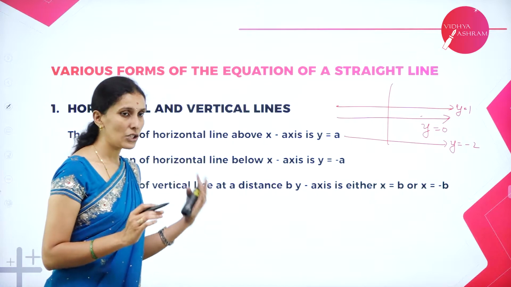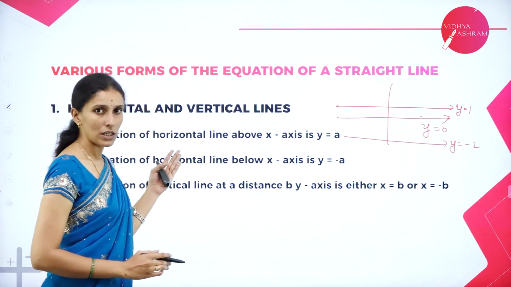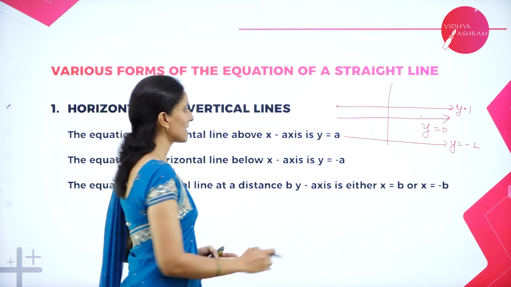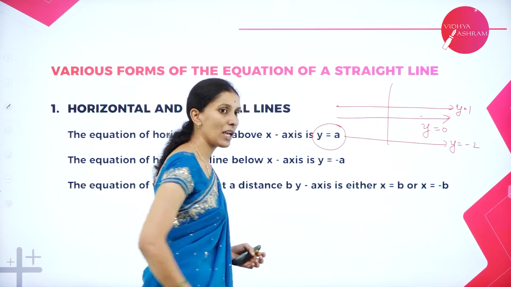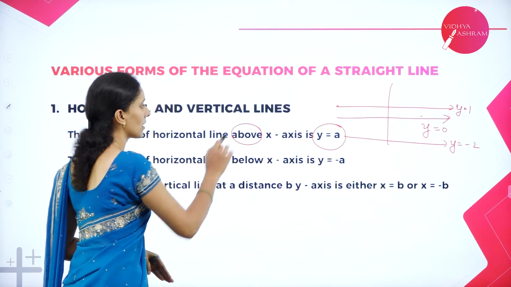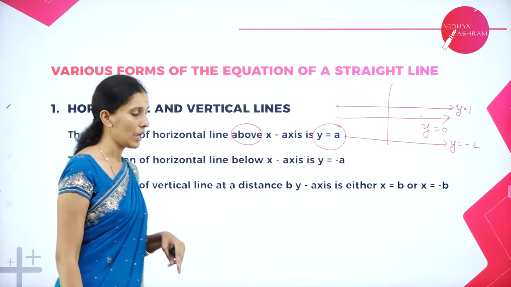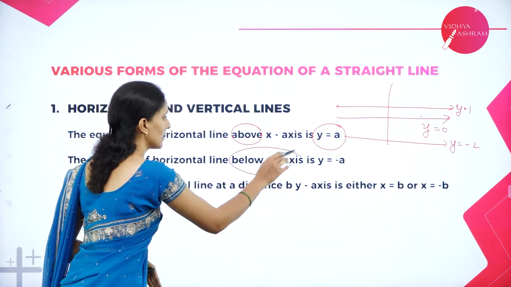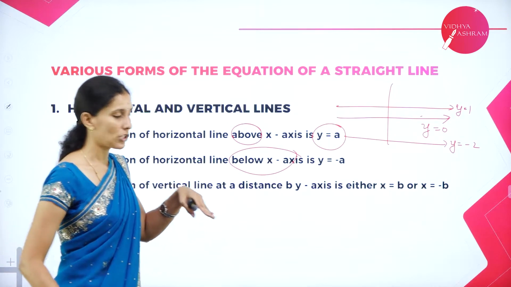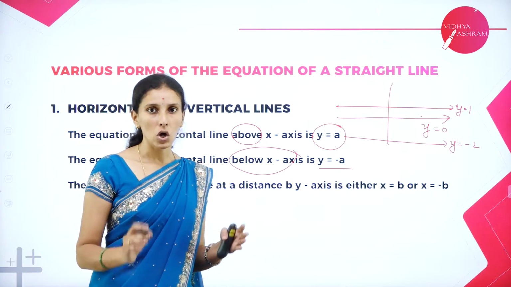So therefore, in general, the equation of a line horizontal or parallel to x-axis is generally represented by y is equal to a. That is, above the x-axis, the value of y is positive, so I have taken it as y is equal to a. And below the x-axis, the value of y is negative, so therefore we will take it as y is equal to minus a. So it is a constant.